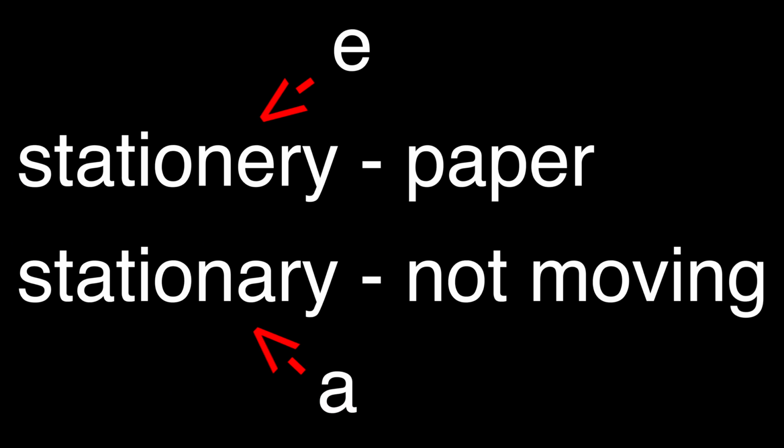But stationary also means not moving. If something is stationary, that means it's not moving. Like, take a look at this plant, right? This plant is stationary. It's not moving, right? If I'm moving around and I stop, then I'm stationary, right? I'm not moving. Okay, so those are the two meanings.